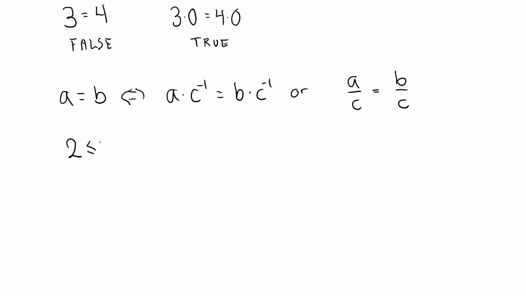2 less than or equal to 4 is certainly true. However, if I multiply both sides by -1, I have -2 on the left-hand side and -4 on the right-hand side. -2 is to the right of -4 on the real number line, so -2 less than or equal to -4 is false. However, if we replace the less than or equal to sign with a greater than or equal to, the inequality will be true.